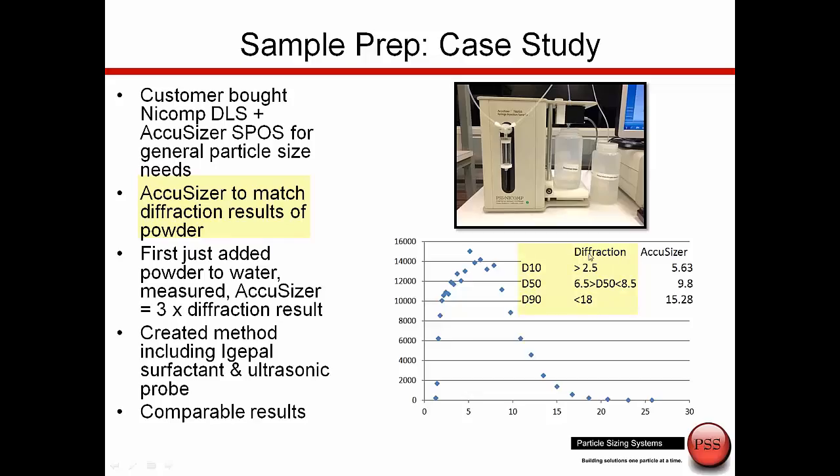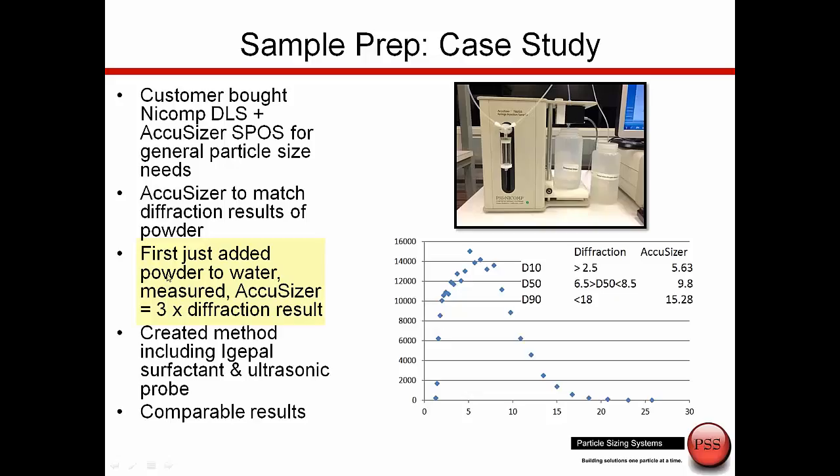They said, all right, this is a powder we need to measure, and these are the results from the laser diffraction analyzer. Without knowing whose diffraction analyzer it was, how they did the sample prep, whether they used ultrasound, all we were given was a certificate. And when we first used the Accusizer, we got results that were about 3 times larger.